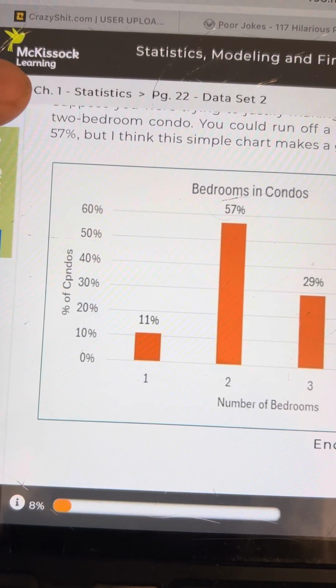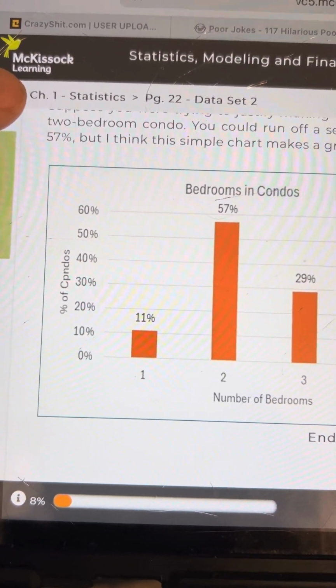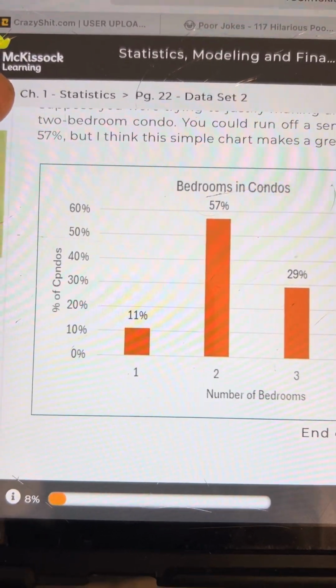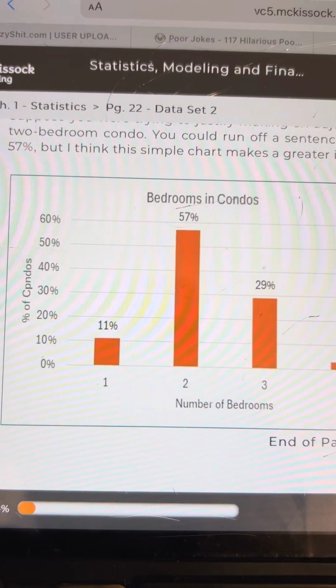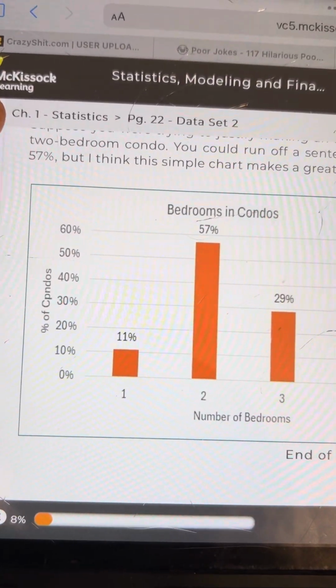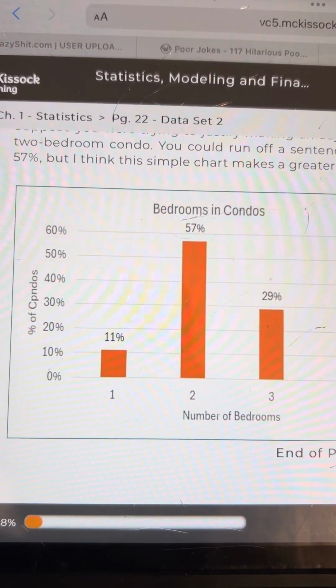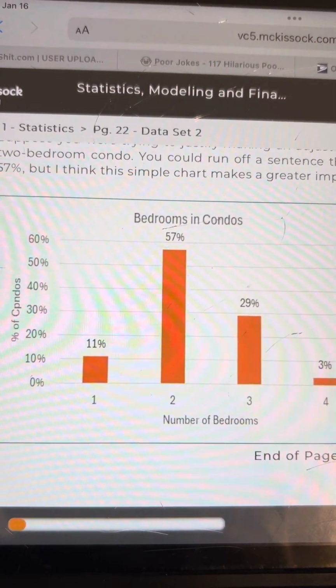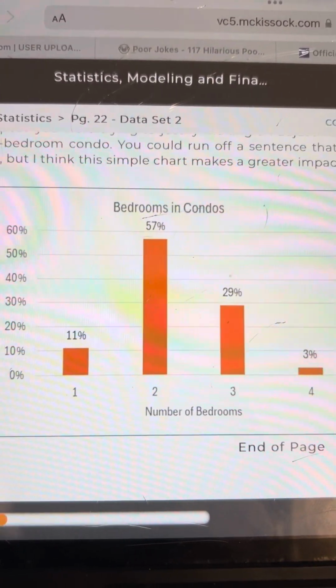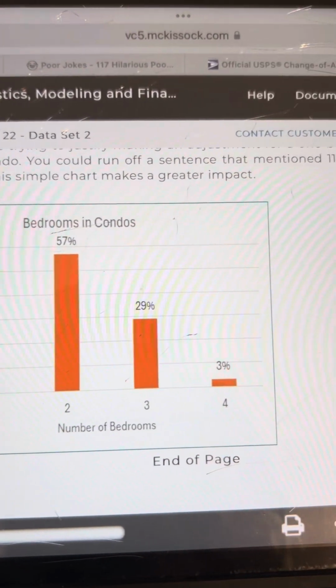It shows percentages of condos from 0% to 60%. Number of bedrooms along the bottom. 1 bedroom, 11%. 2 bedrooms, 57%. 3 bedrooms, 29%. And 4 bedrooms, 3%. End of page.